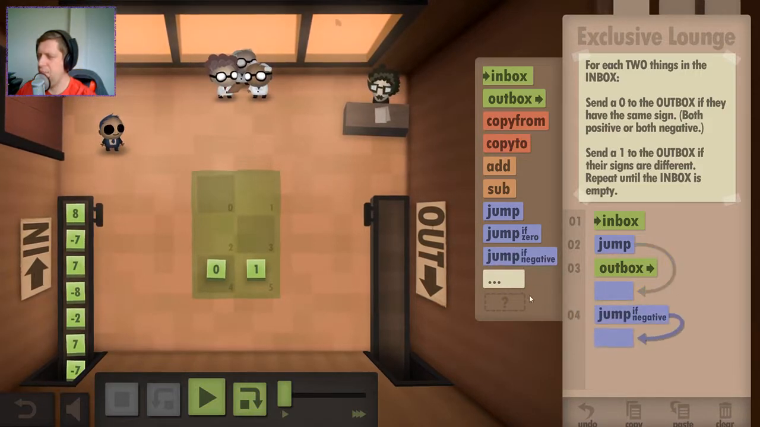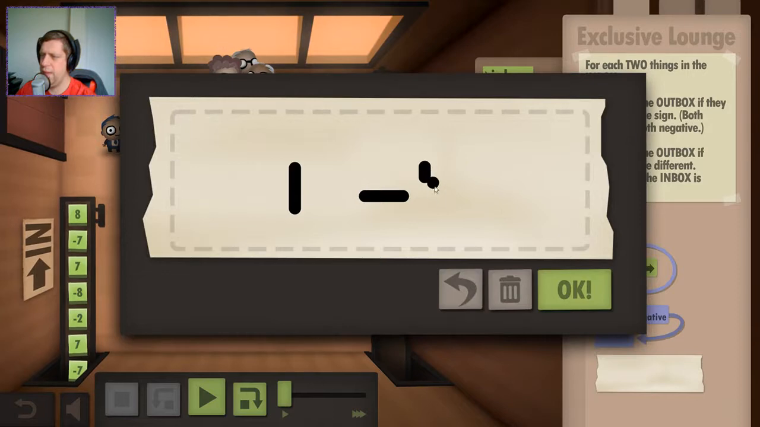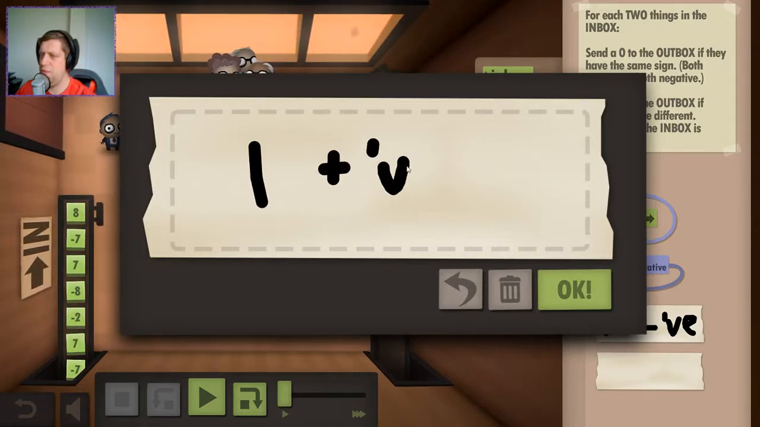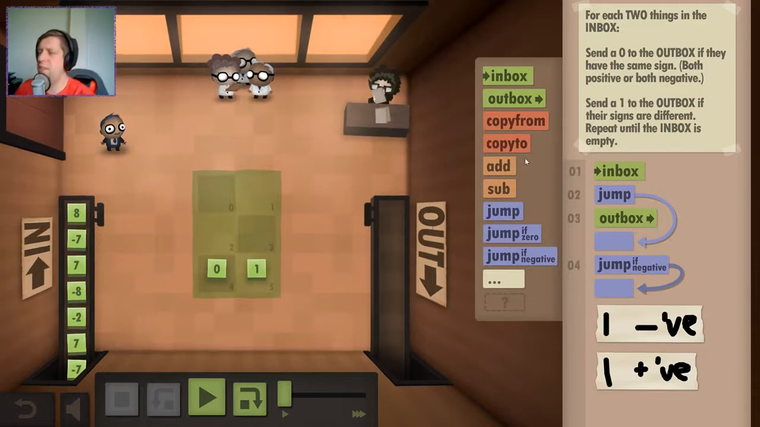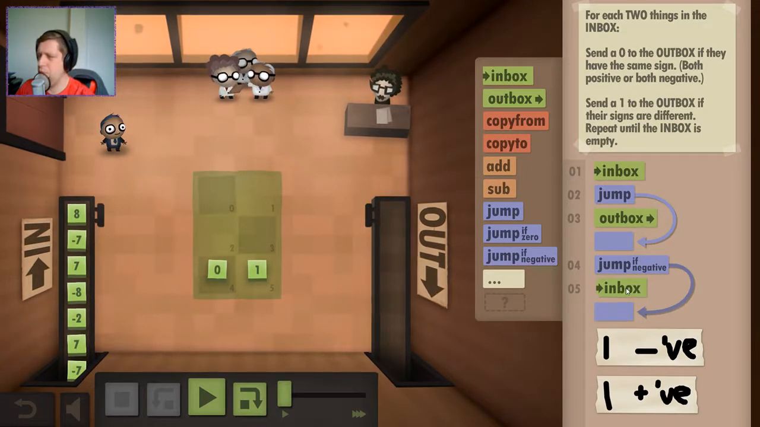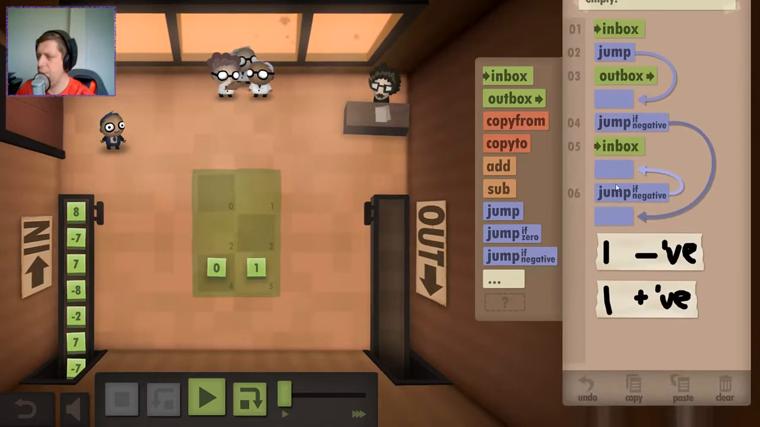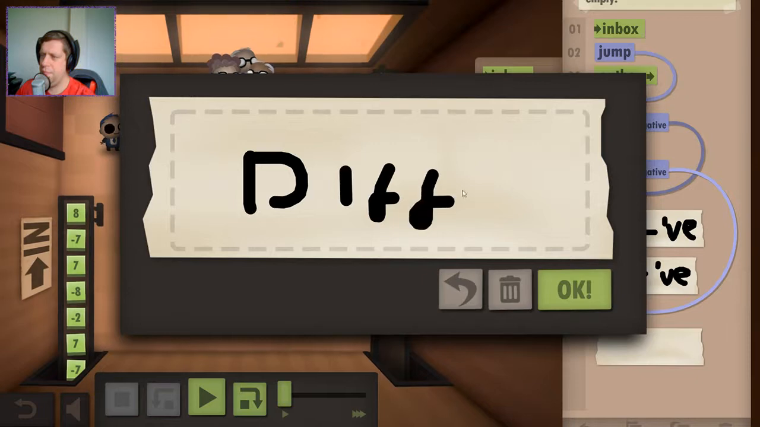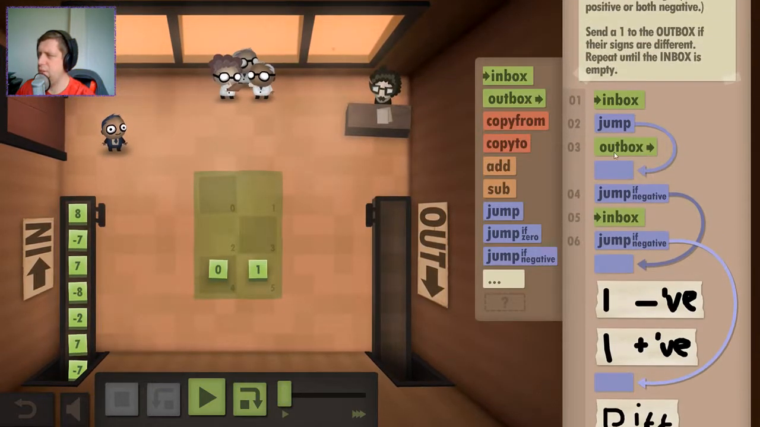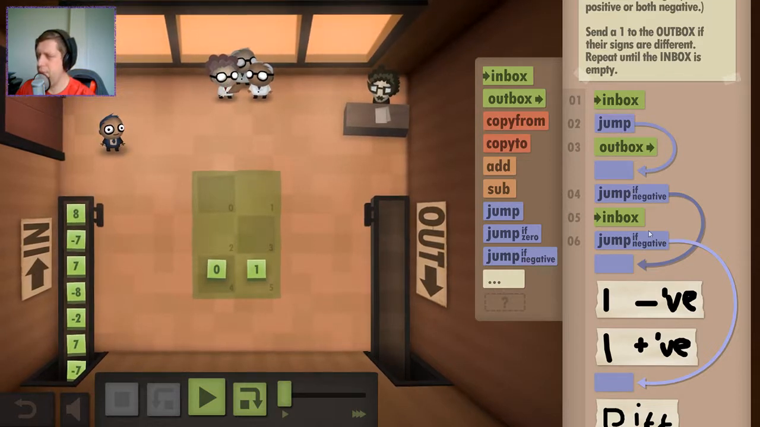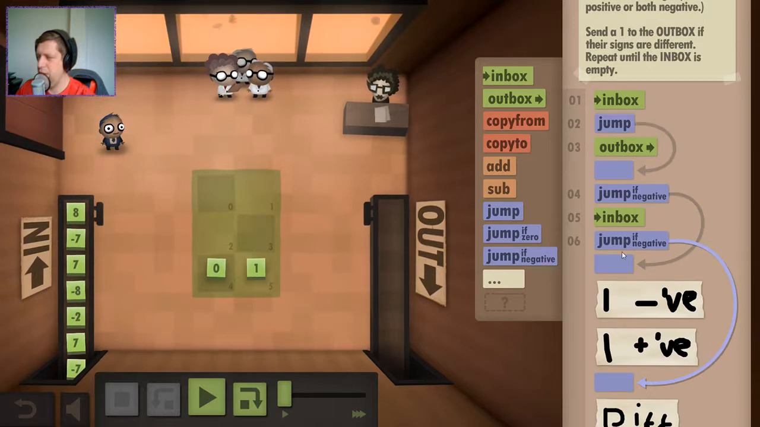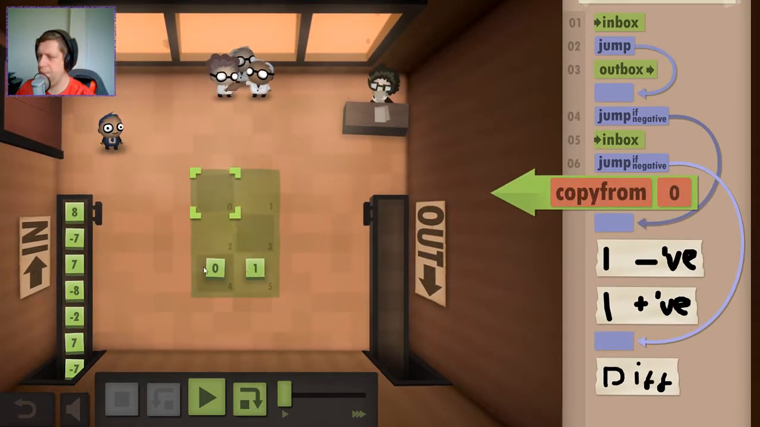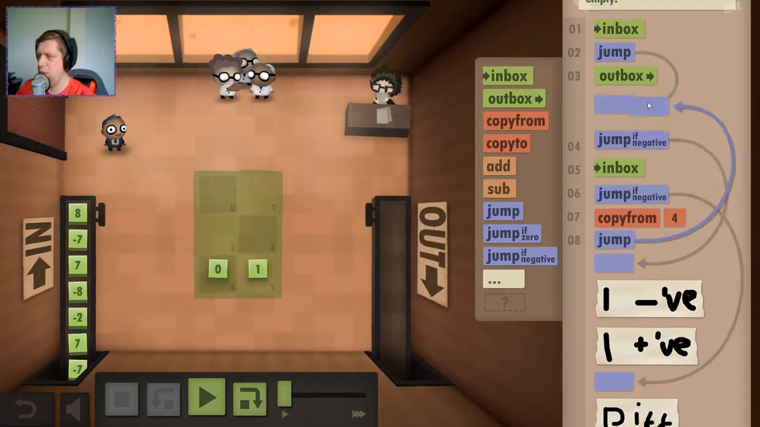So, negative. One. NV. I don't know what I say NV for. And then we've got one. Positive. Okay, so if it's negative. So we've got a positive number there. Diff. Okay, so if it's positive there, we're here. If it's negative, we're going to do that, else we're going to copy from here, because it was the same, and we'll jump to there.